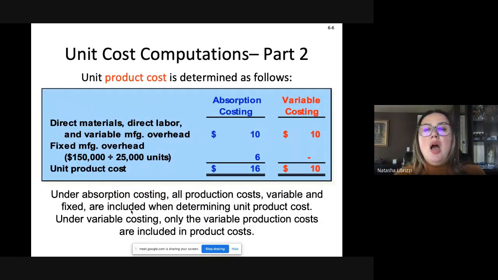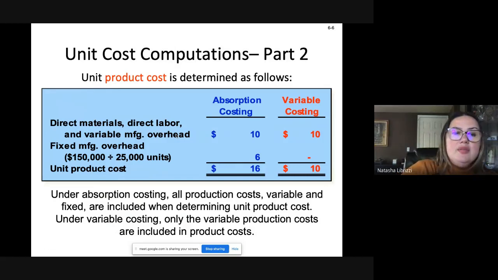Okay, so under absorption costing, which is required for external reporting, we're going to use $10 of direct traceable cost: direct materials, direct labor, and variable overhead of $10. And then we're going to take fixed manufacturing overhead of 150,000. This is our total, divided by 25,000.